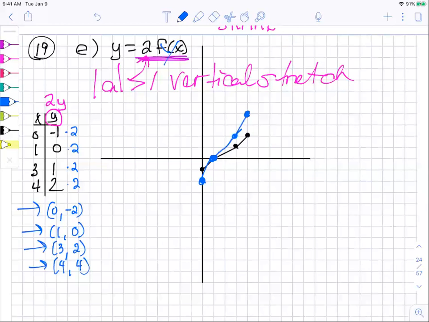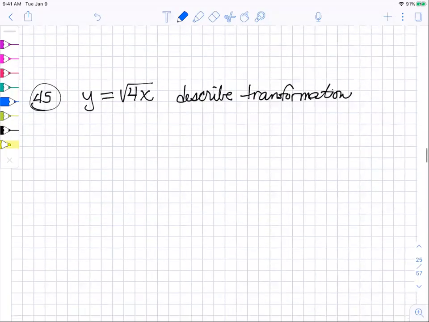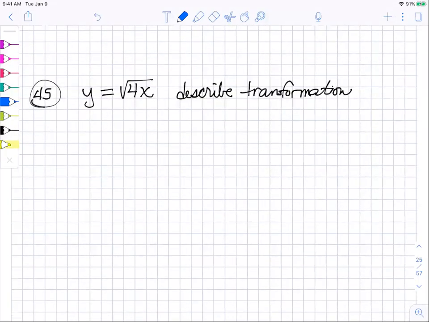The other one that I wanted to just look at was number 45. I think it was questions 23 to 45 that you had to do odd, and that just relied on looking at the equation and describing what was happening with the equation. And number 45 gave you the equation y equals the square root of 4x. Before you describe this transformation, can this equation be simplified?